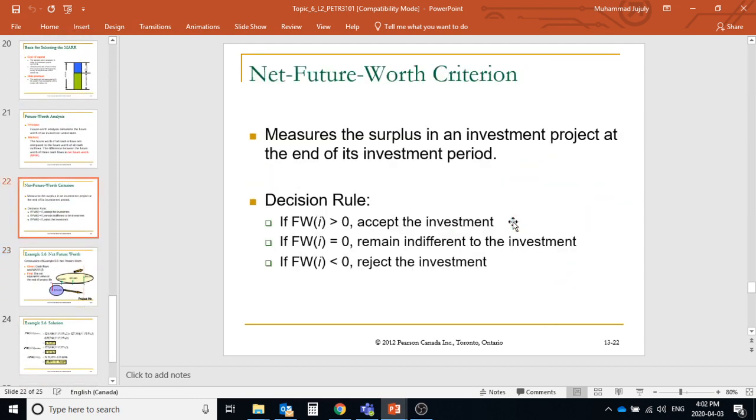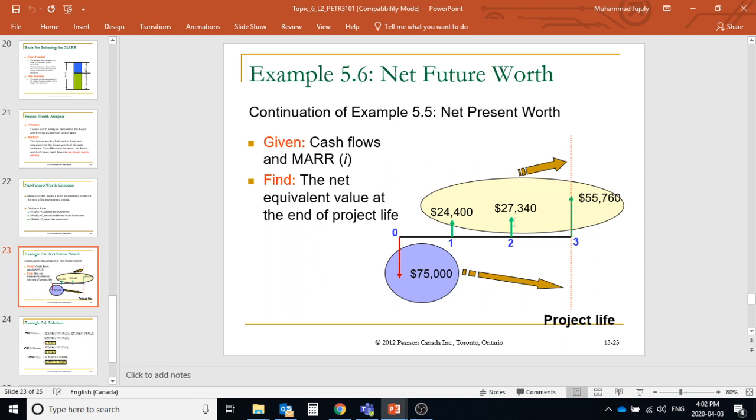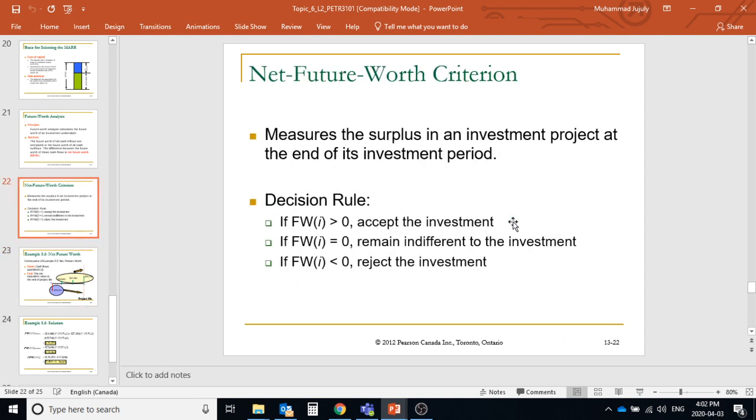Okay, so this is another example of how we can do the net future worth criterion analysis. Okay, so again, just like the same principle as present value, if the future worth is greater than 0, we accept the investment.